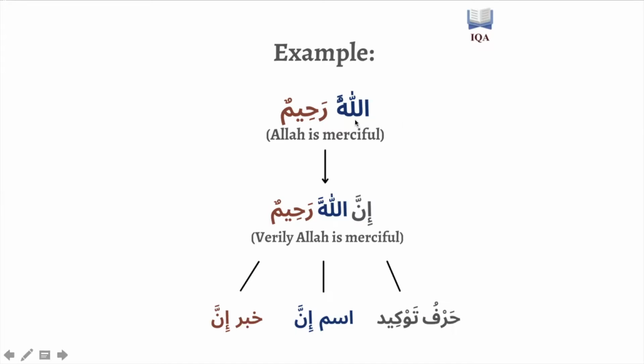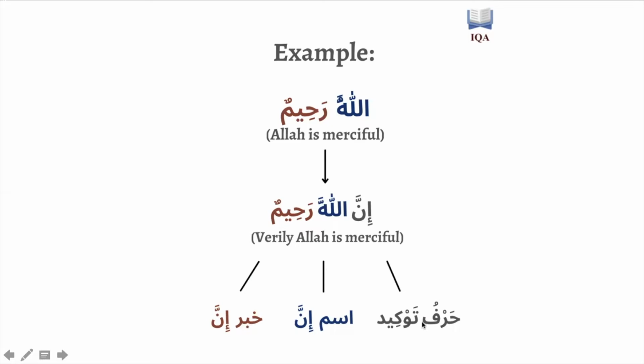So Allah is the mubtada and it's marfu', has a dhamma at the end, and rahimun is a khabar and it's marfu' and has a dhamma at the end. So now, when inna is going to come into the sentence, 2 changes are going to occur. The first thing is that Allahu is going to become Allah with a fatha at the end, mansoob. And Rahimun is not going to be called khabar anymore. It's going to be called khabaru inna.